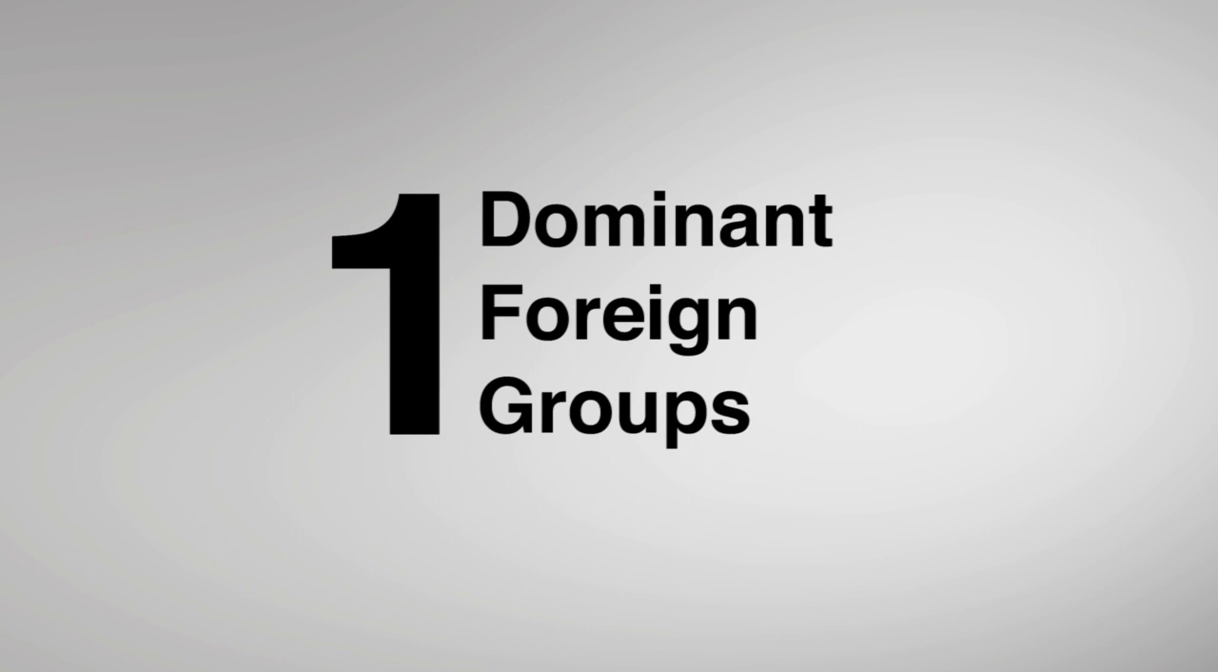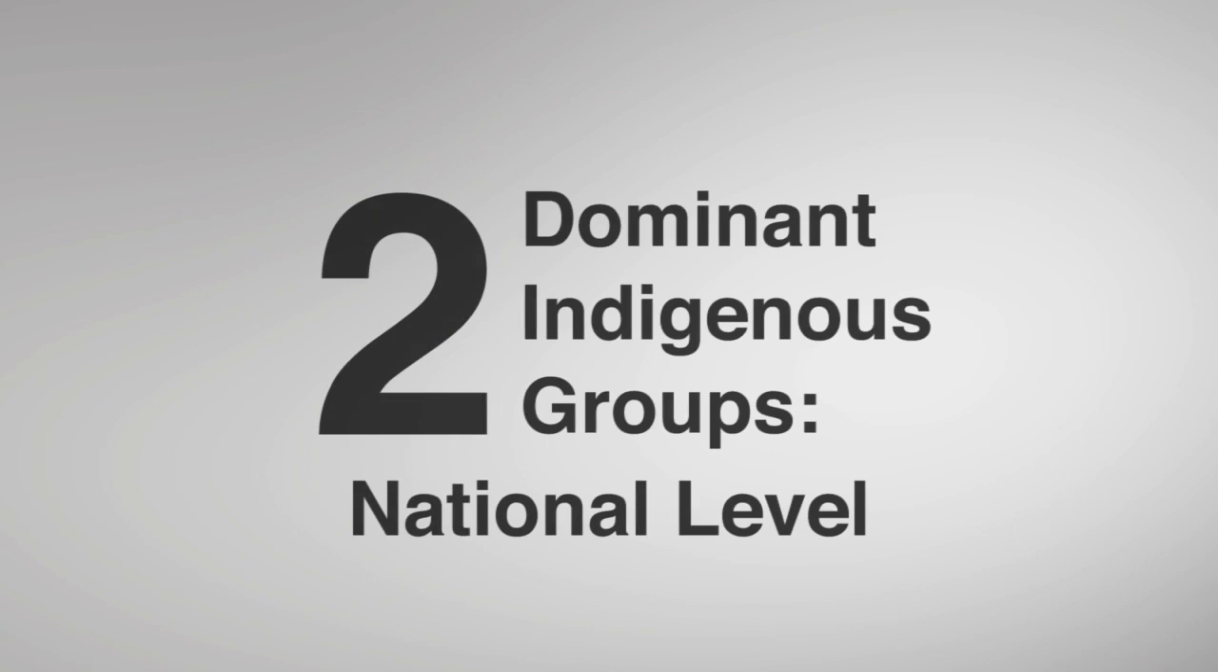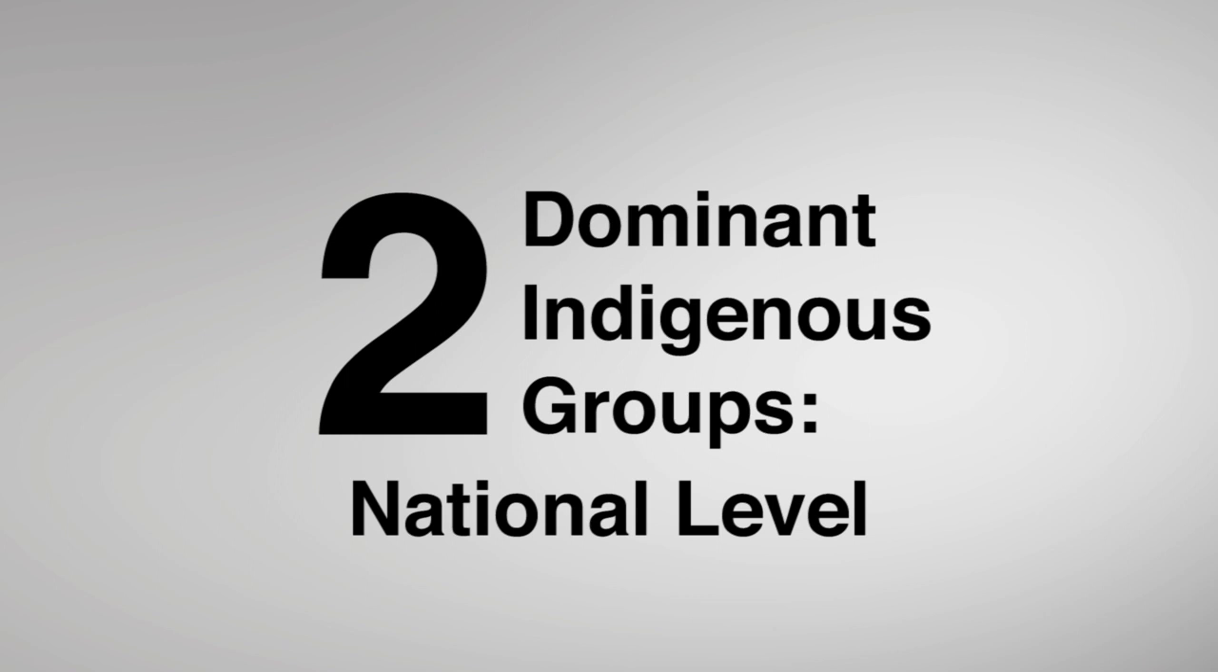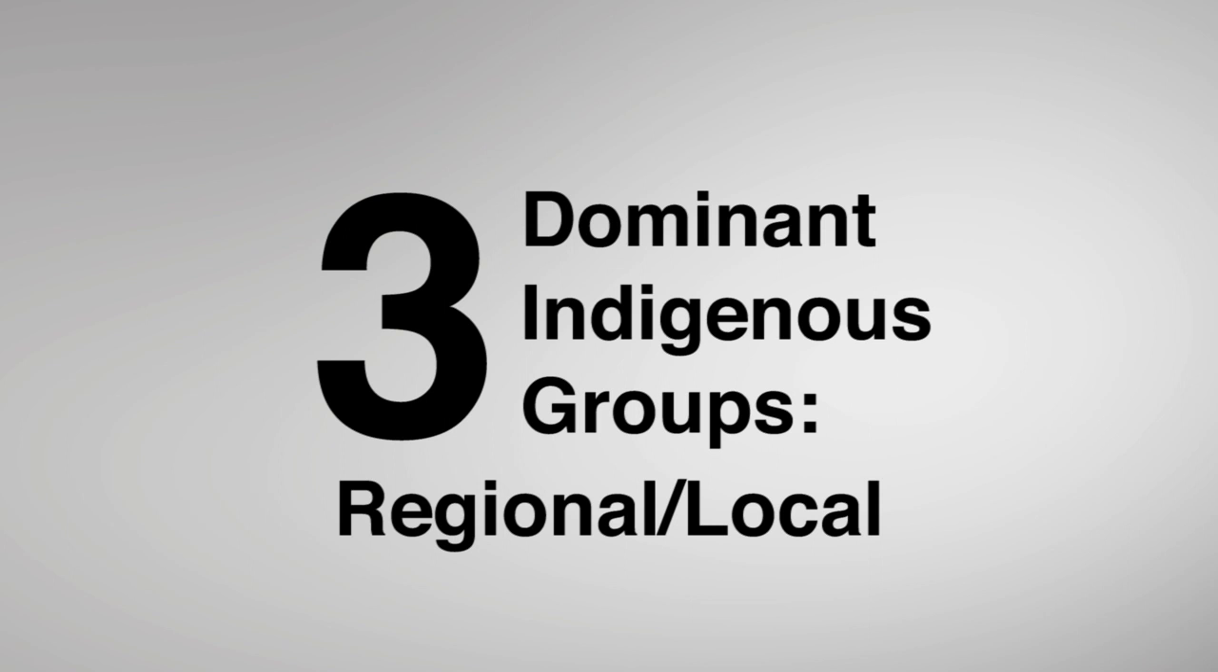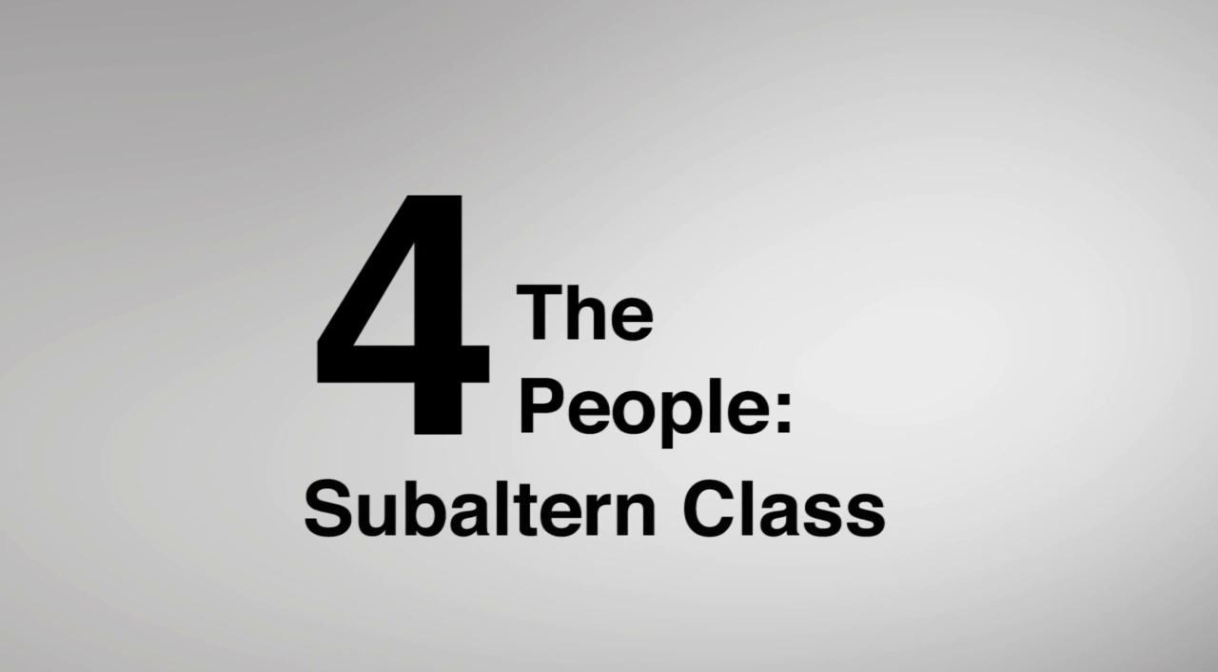On the way to answering this question, Spivak identifies 4 class positions in Indian society. The first, dominant foreign groups, which include colonial powers such as the English and French, international powers such as the Americans and Russians, and international corporations. The second, dominant indigenous groups at the national level. This includes Indian politicians and business interests, so the national government and national companies in India. The third, dominant indigenous groups at the regional and local levels. And finally, the people, and particularly the subaltern classes.